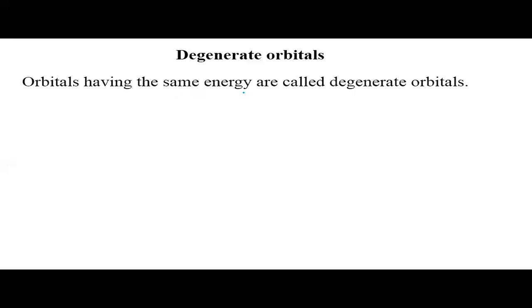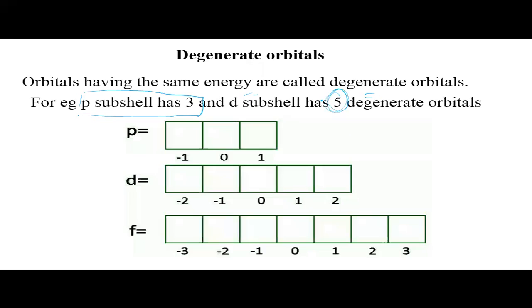Now degenerate orbitals. Orbitals having the same energy are called degenerate orbitals. For example, the p subshell has 3 degenerate orbitals, and the d subshell has 5 degenerate orbitals. Here is the example. Similarly, the f subshell has 7 degenerate orbitals.